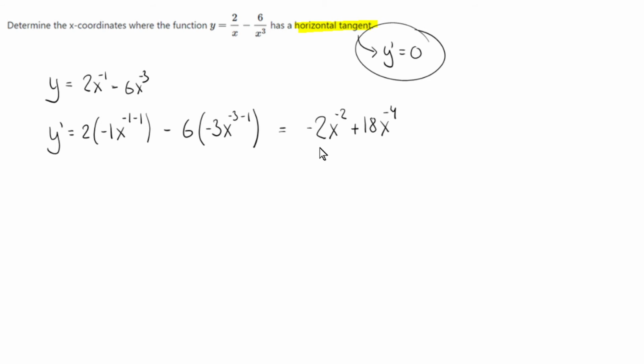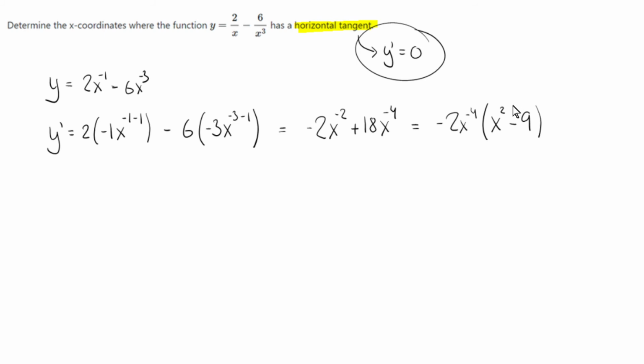What we can do here, however, is factor this a bit, which is going to make it easier to solve this. So we are going to continue here. We can factor out a negative 2x to the power of negative 4. So remember, whenever you're factoring out the greatest common factor of powers, you always try and factor out the power with the lowest exponent, which here is negative 4. So this leaves us with x squared minus 9, like that.